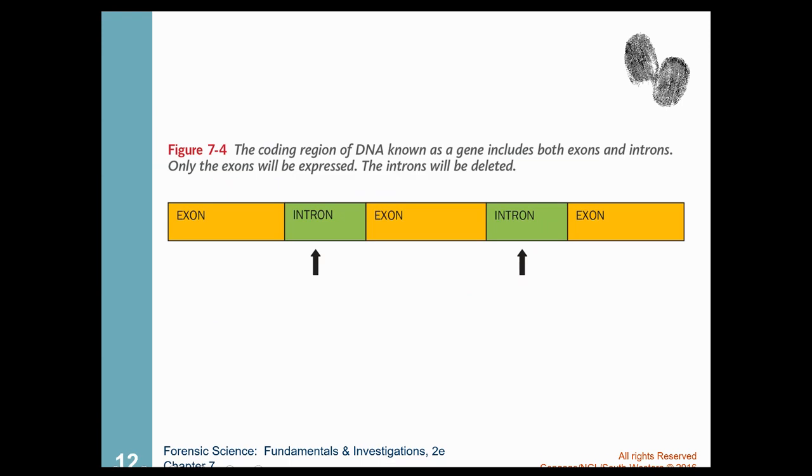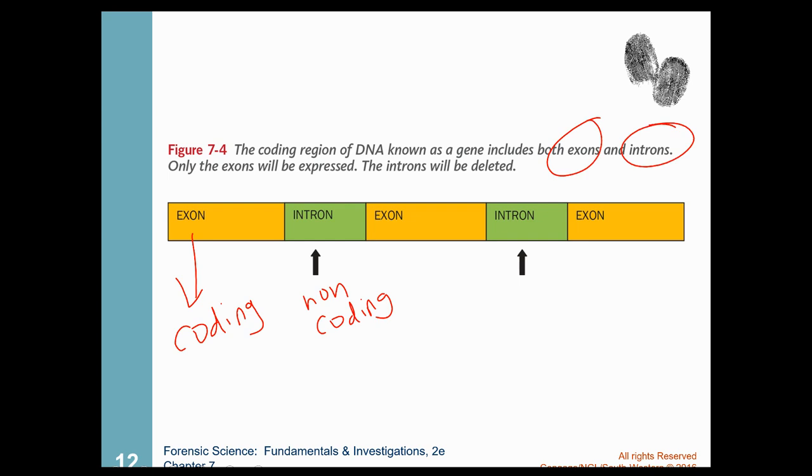So in your gene, there are regions called coding regions and non-coding regions. So you have exons and introns. Only the exons will be expressed. So your exons are your coding genes, your coding DNA, and your introns are going to be the non-coding. Again, two vocabulary words, exon and intron. Coding, non-coding.